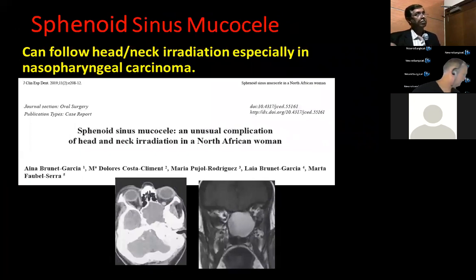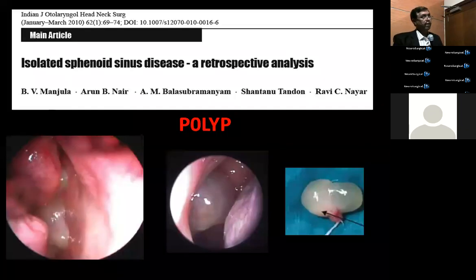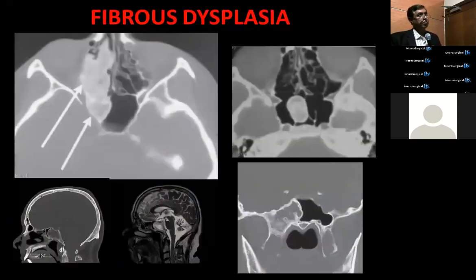The mucocele can follow head and neck radiation for various types of tumors. This was complicating a case like this. It can be complicated by simple things, not only tumors, but a polyp. It will obstruct the ostium and cause mucocele. Fibrous dysplasia, and I have a few cases obstructing the ostium.